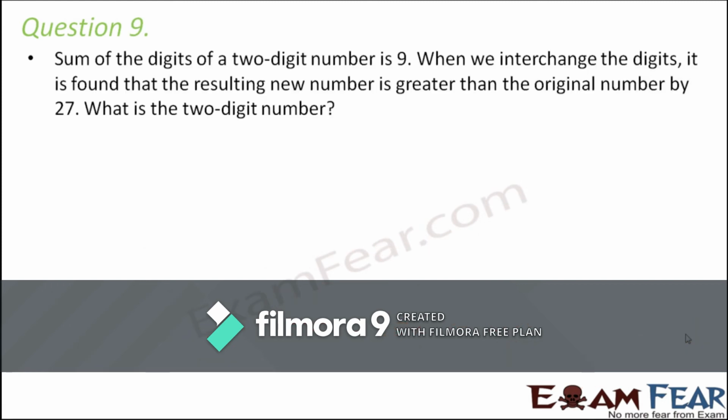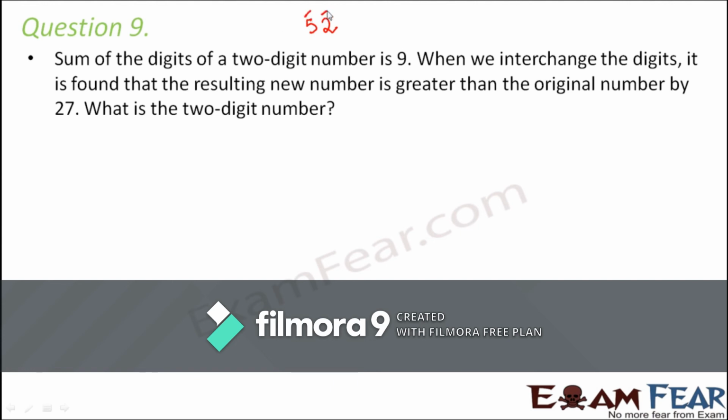Question number 9. The sum of the digits of a two-digit number is 9. When we interchange the digits, it is found that the resulting new number is greater than the original number by 27. So what is the two-digit number? Before we actually start solving this question, let me give you an example. Let's consider any two-digit number, let's consider 52.